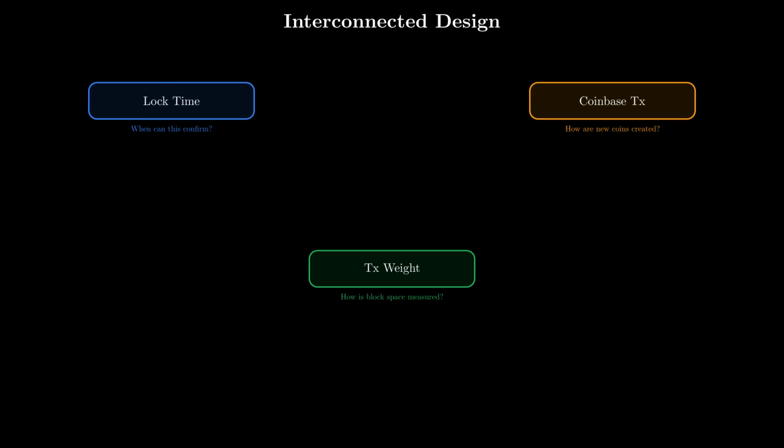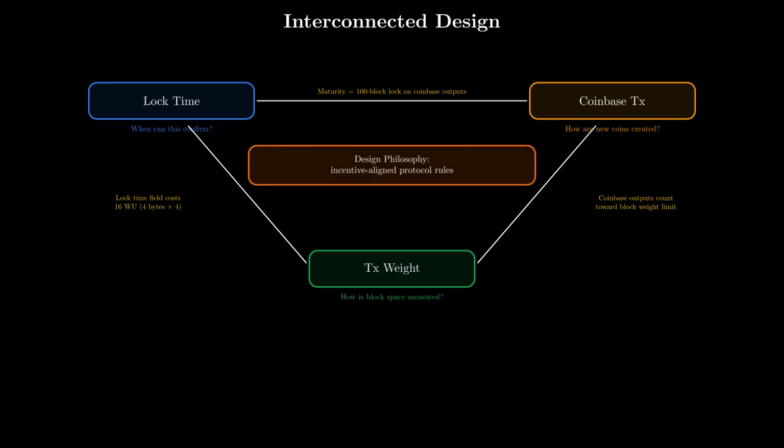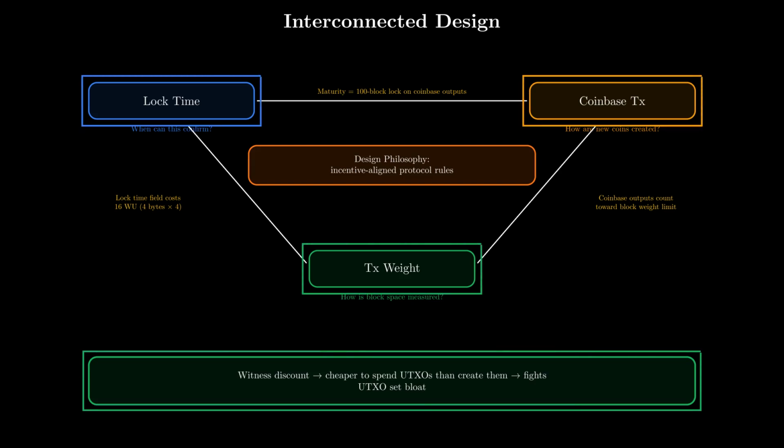Between these three concepts, deep connections emerge. Coinbase outputs carry a 100-block maturity lock. Coinbase outputs count toward the block weight limit, and the lock time field itself costs 16 weight units, 4 bytes times 4. At the heart of it all is a single design philosophy: incentive-aligned protocol rules. And the key insight: the witness discount makes it cheaper to spend UTXOs than to create them, directly fighting UTXO set bloat.